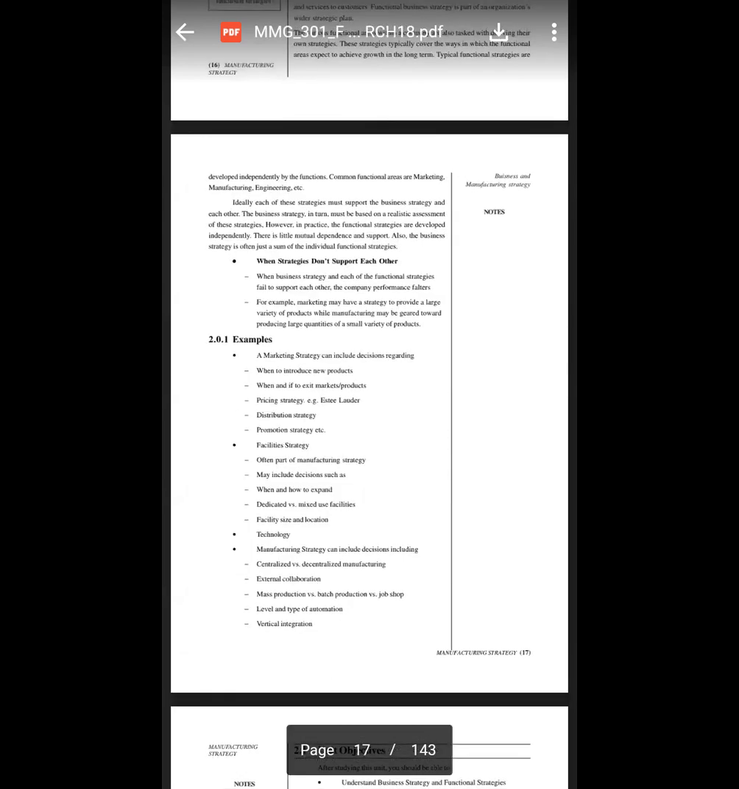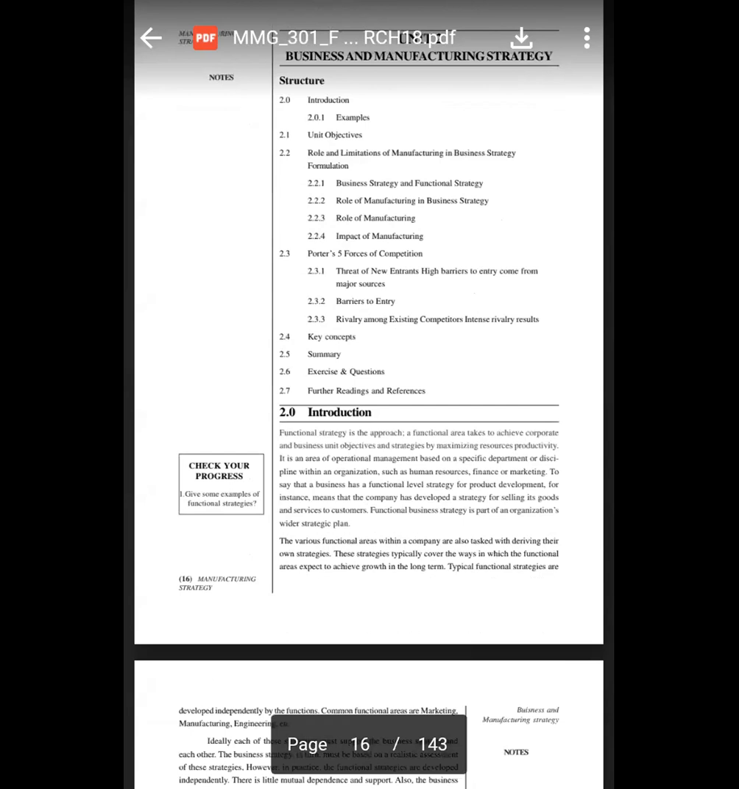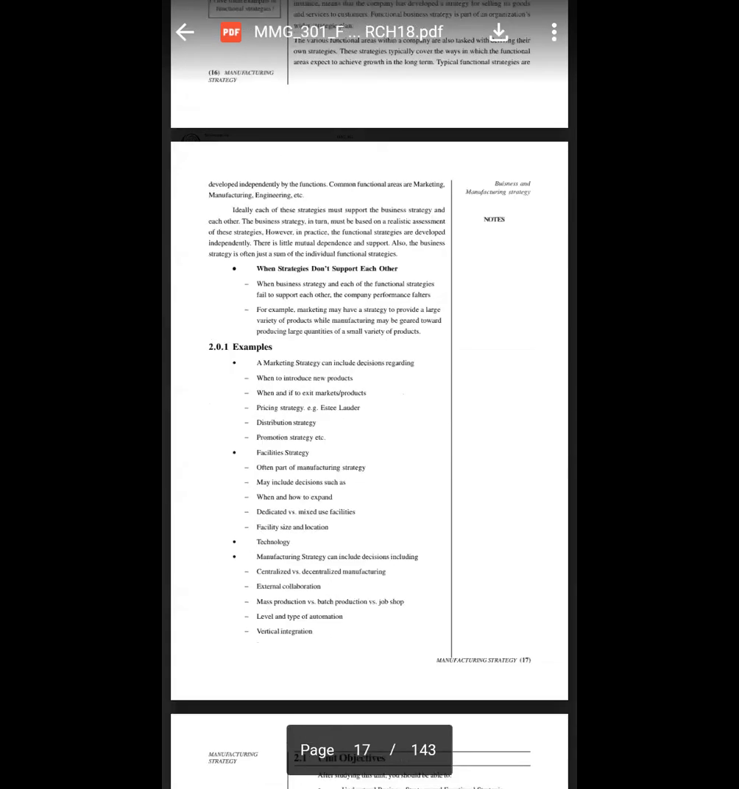Okay, in this chapter we are going to see examples of how to implement the strategy when your business is new, and how to expand your business with effective strategies. Now let us discuss the manufacturing strategy, unit number 2, that is called business and manufacturing strategy. Here they have given several examples of marketing strategy. When you are entering any new market, what are the things that are needed to start with your product, that we are going to see over here.